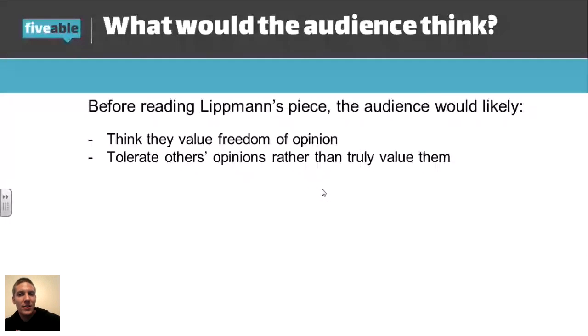Before reading the piece, now we know the subject is freedom of opinion. We know exactly what his purpose is. What would his audience think? Well, they would think that they value freedom. He's talking exactly about what the average American would think in 1939 about this topic. So we can assume the average American would think that they value freedom of opinion, but really they just tolerate people's opinions. I'm assuming he's talking about a common problem.